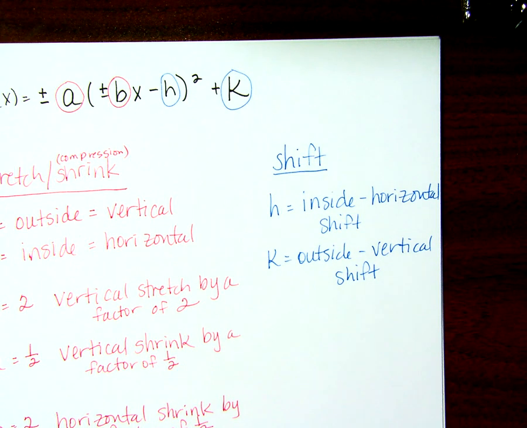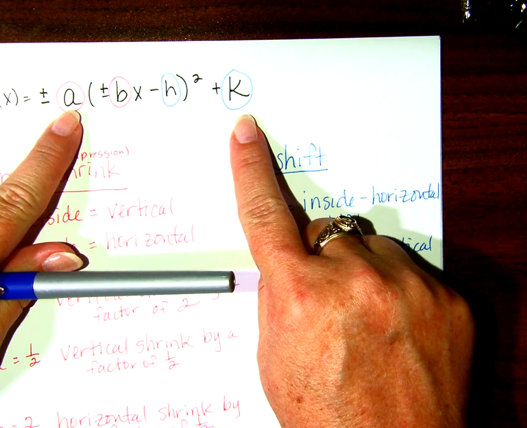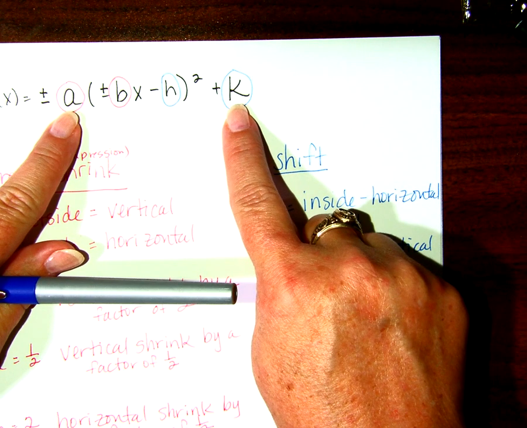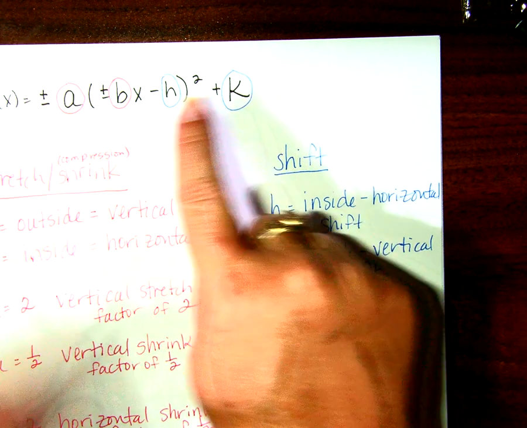Guys, remember, anytime anything's inside, so B and H, is that going to be exactly what you think? Or is it going to be backwards of what you think? Yeah, inside is backwards of what we think, right? Outside's exactly what we think. If this is a 2, it's a stretch by a factor of 2. If this is plus 5, that moves up 5.